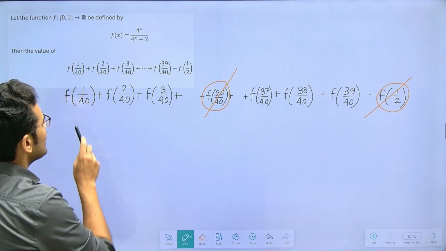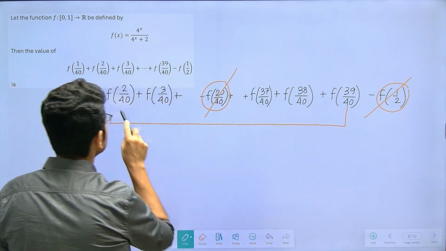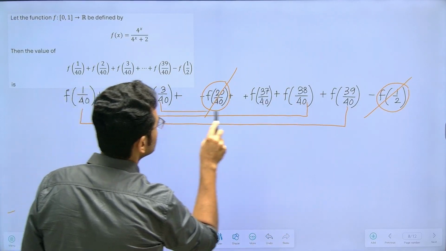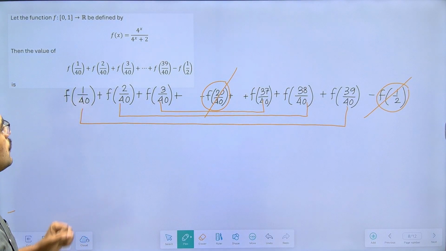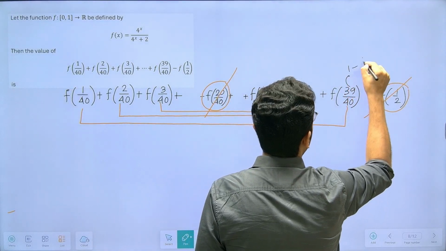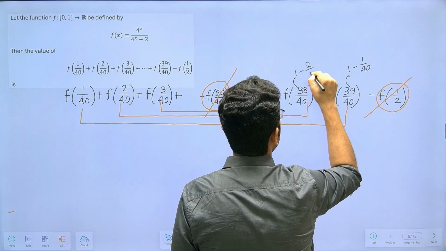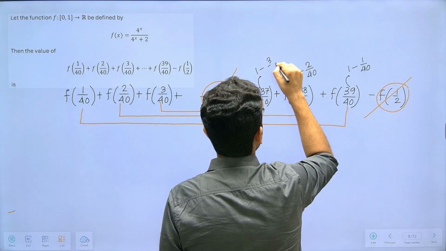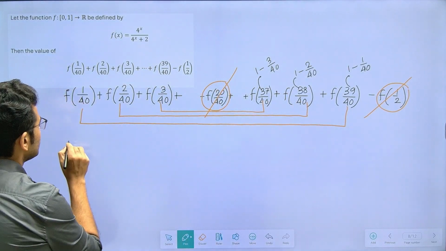Remaining, we are left with the following. If we group the first and the last terms, second from the first and second from the last, third from the first and third from the last, there is something interesting in the value. 39/40 is 1 minus 1/40, 38/40 is 1 minus 2/40, and 37/40 is 1 minus 3/40. So we can make a group like this.